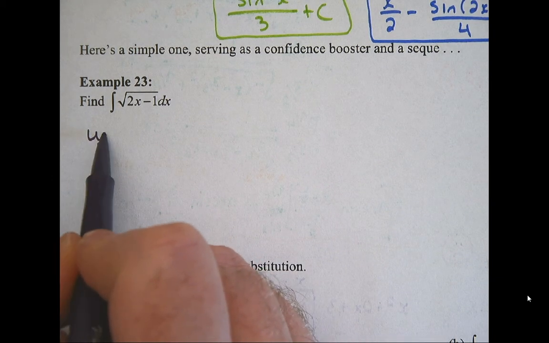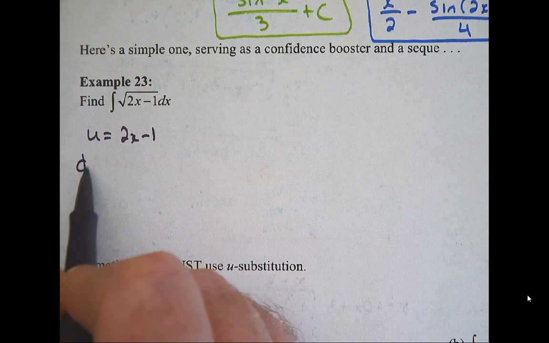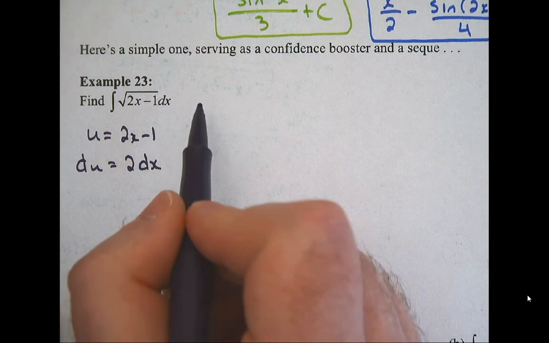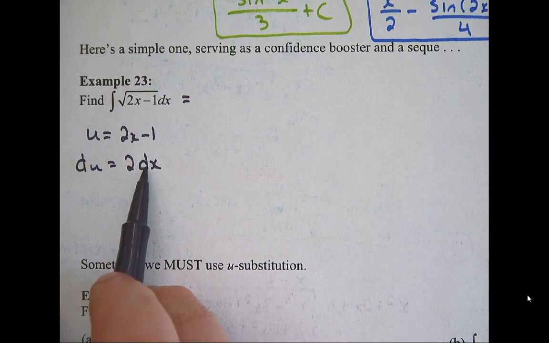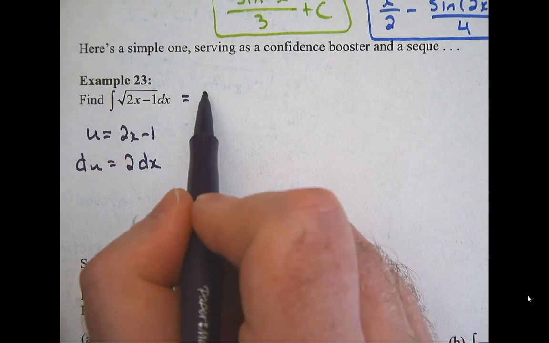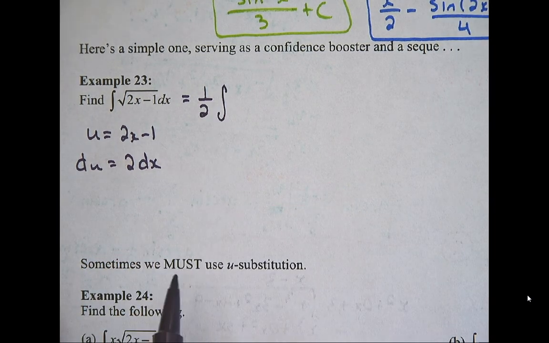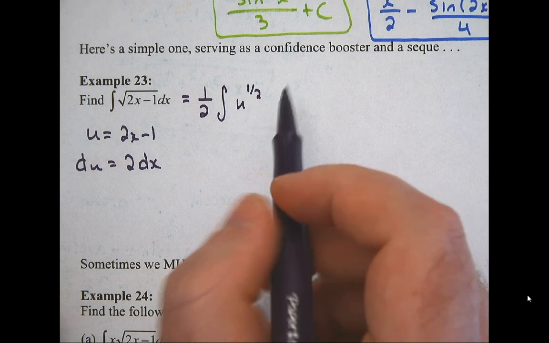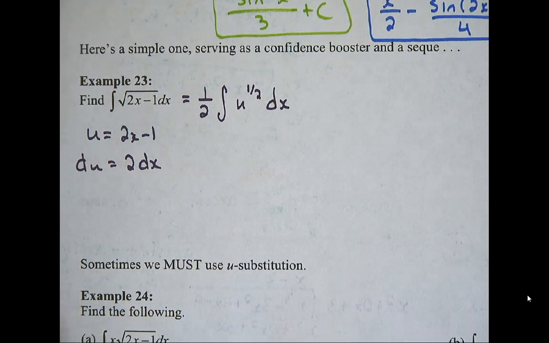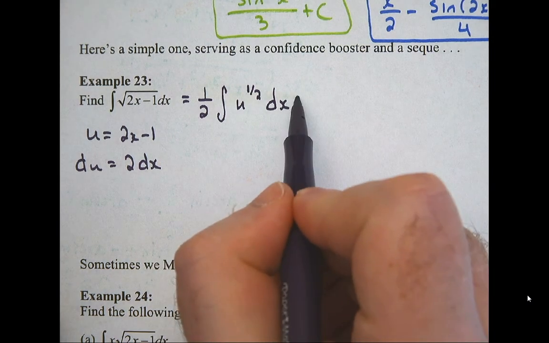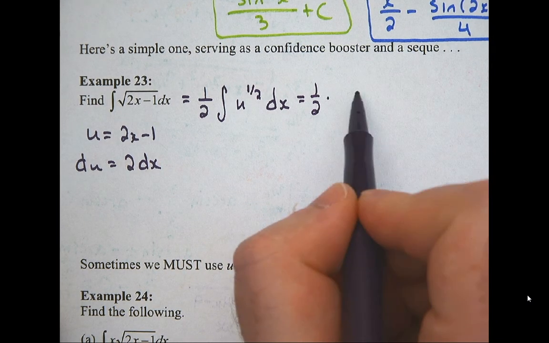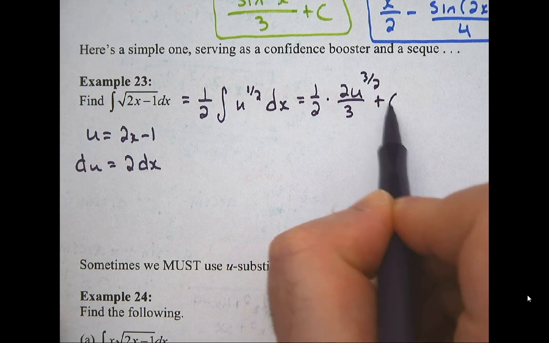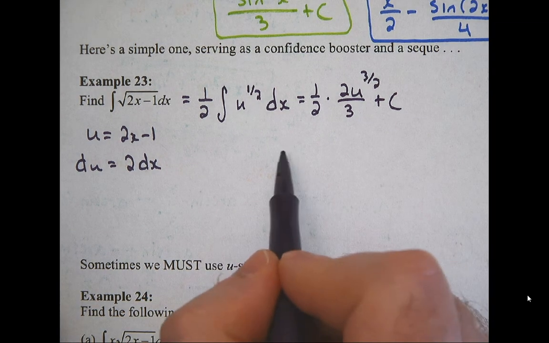My inside function, u, is 2x minus 1. So du would be 2 dx. I look up, what do I have? So I need a 2 and a dx. I've got the dx, I need a 2, so I'm going to generate that with a 1/2. That's u to the 1/2 dx. Now this is something that I can integrate. So that would be 1/2 times add 1. 1/2 plus 1 would be 3/2, over 3/2, which is 2/3, plus c. And now we go back and clean it up and put our u back in there.